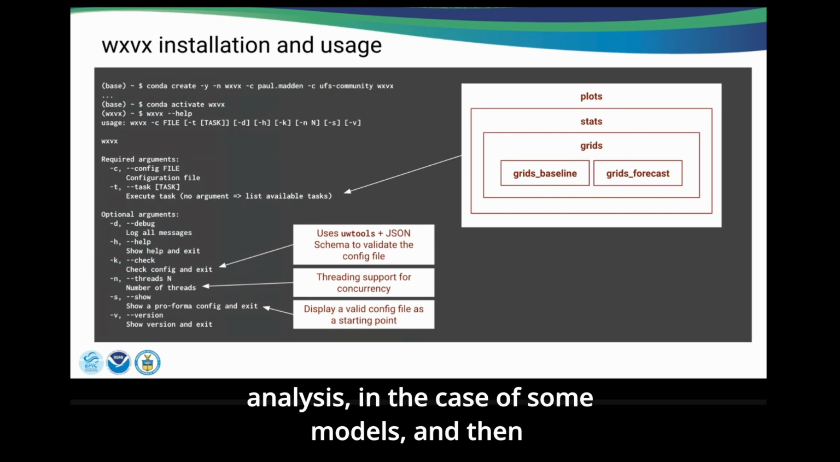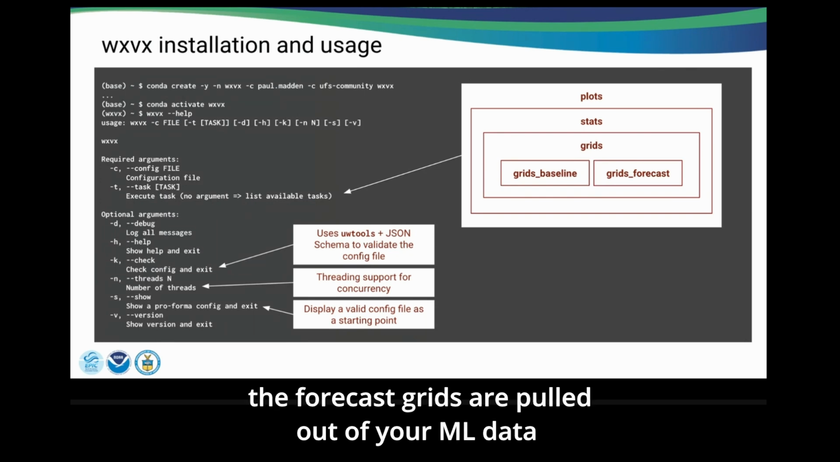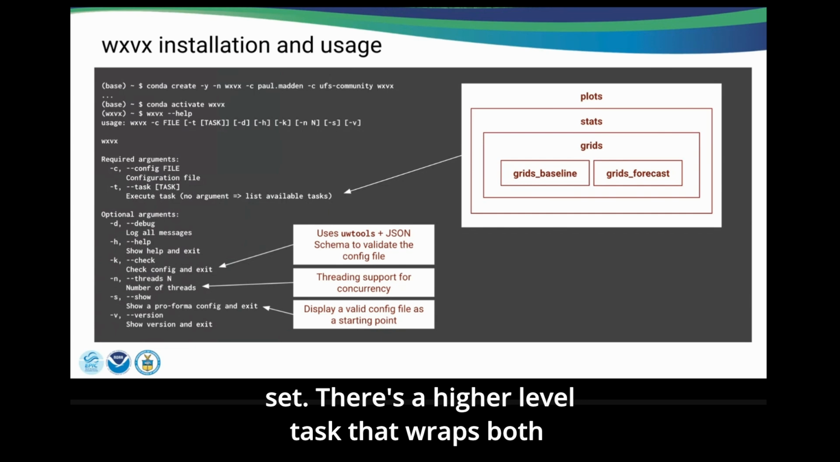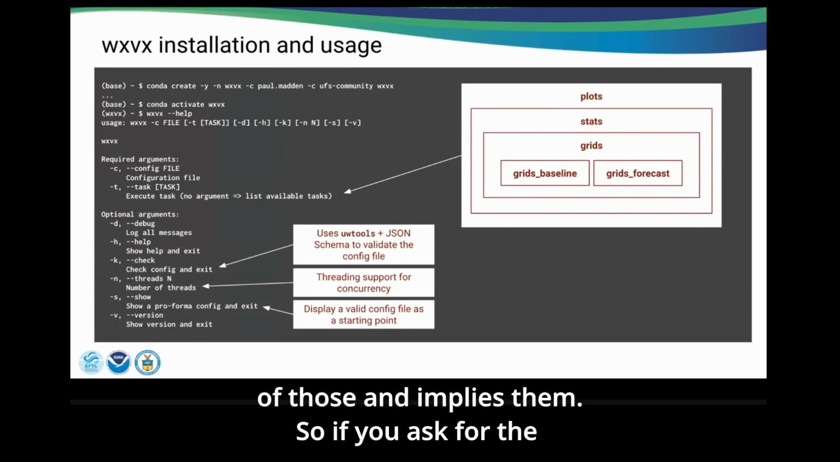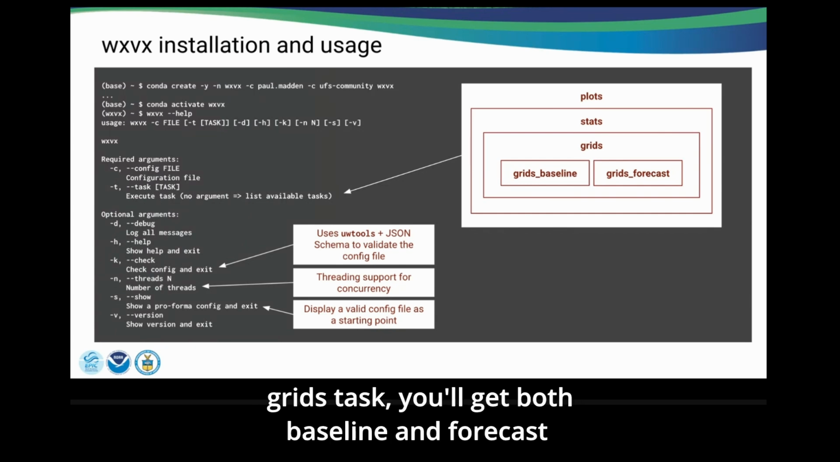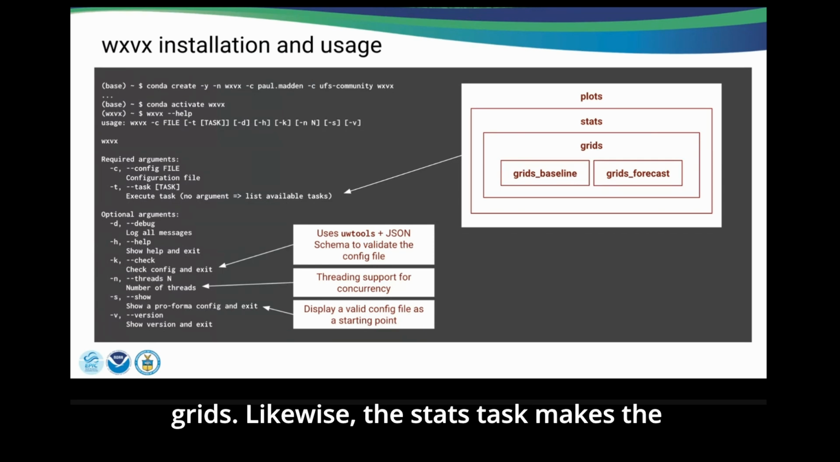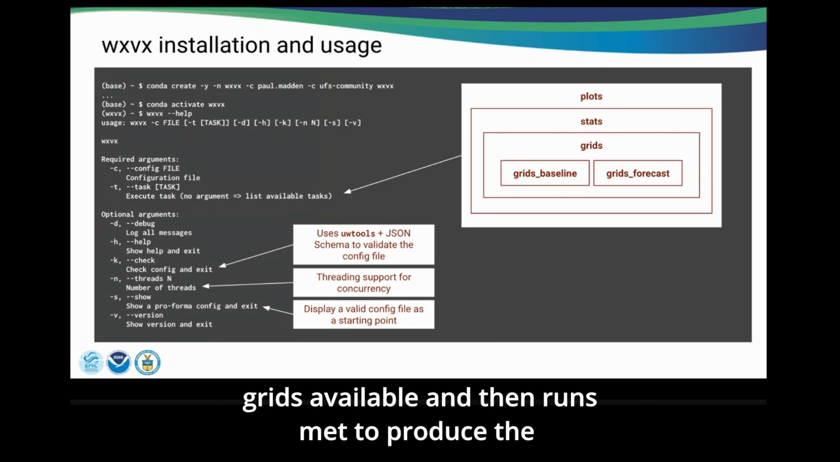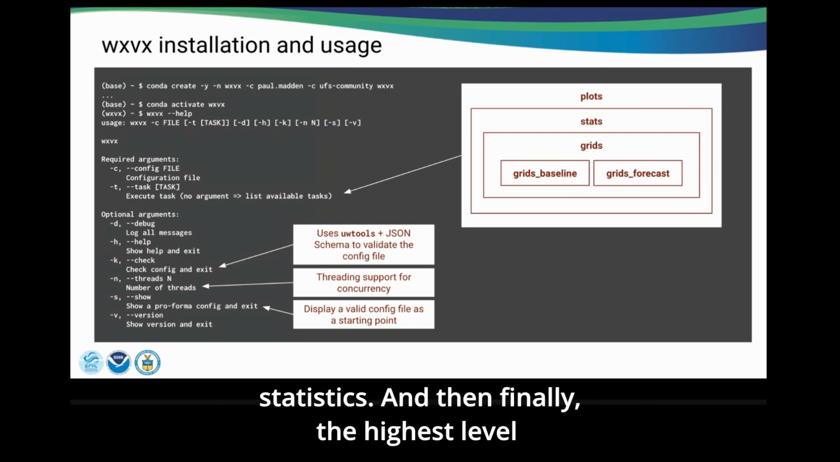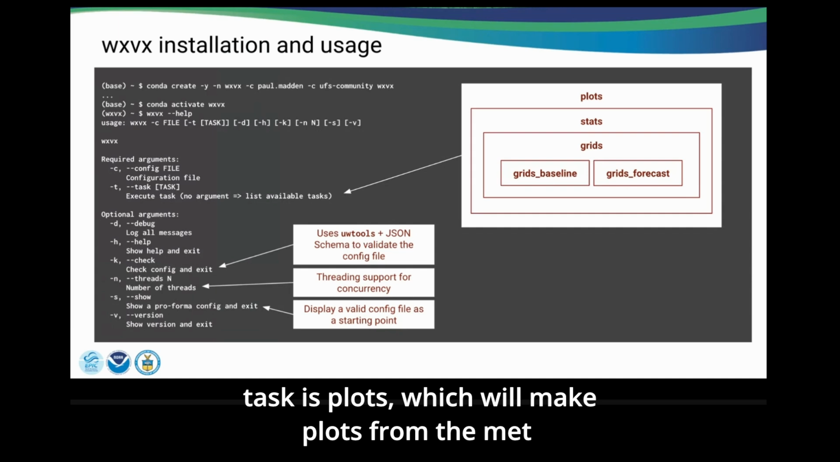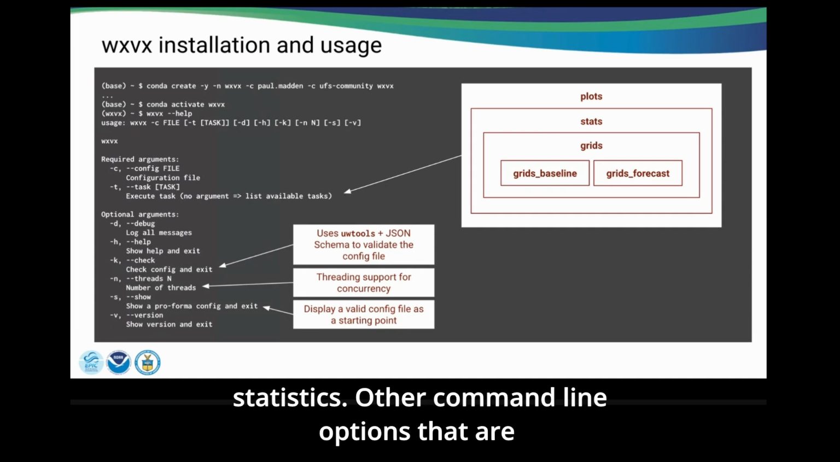In the case of some models, the forecast grids are pulled out of your ML data set. There's a higher level task that wraps both of those and implies them. So if you ask for the grids task, you'll get both baseline and forecast grids. Likewise, the stats task makes the grids available and then runs MET to produce the statistics. And then finally, the highest level task is plots, which will make plots from the MET statistics.